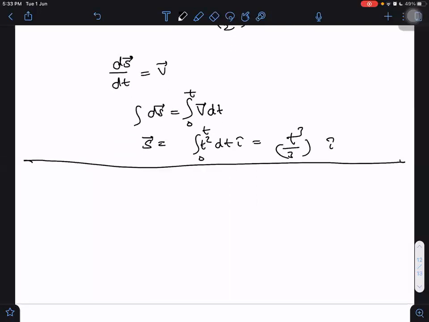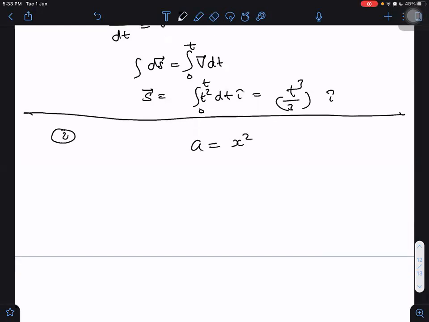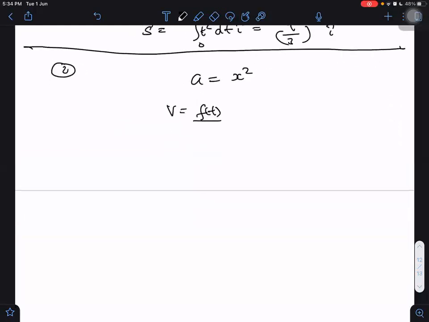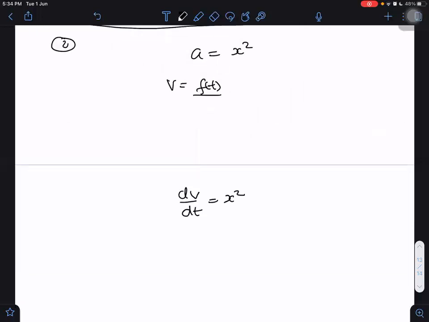Now, if I want to make it slightly more complicated, then I will give you maybe acceleration as x square. Okay, I'm giving it as a function of x and not as a function of time. And now I'm asking you again for velocity as a function of time. Can you tell how to get it? Again, write the formula for acceleration. dv by dt is equal to x square.